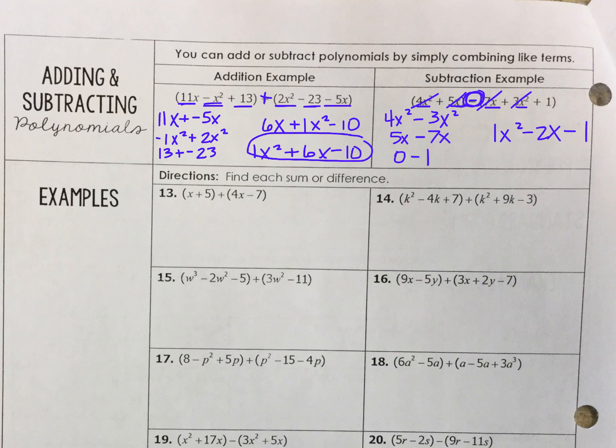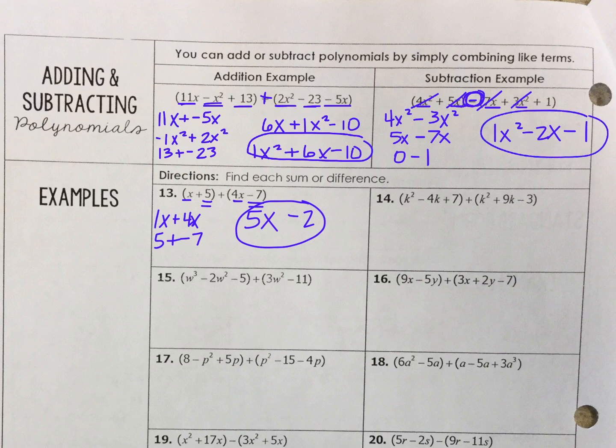So let's do an easy addition one first. Let's do 13 right here. So who has the same last name as x? 4x. So it's x plus 4x. Well, 1 plus 4 gives me a 5x. And then I've got a 5 plus negative 7. If I type that in my calculator, 5 plus negative 7, I get minus 2. And that's your answer. That's as pretty as it can ever be.